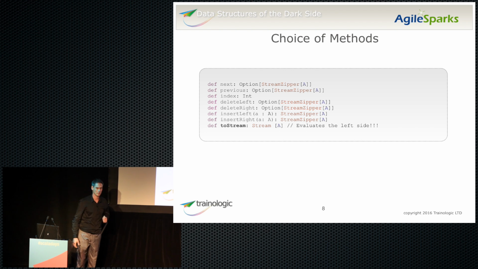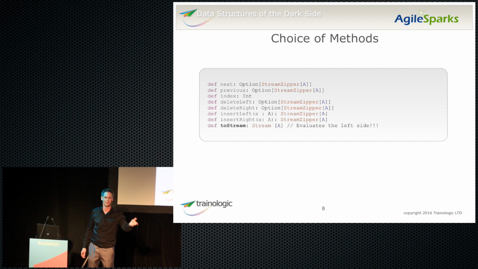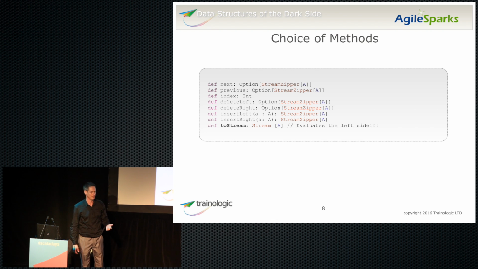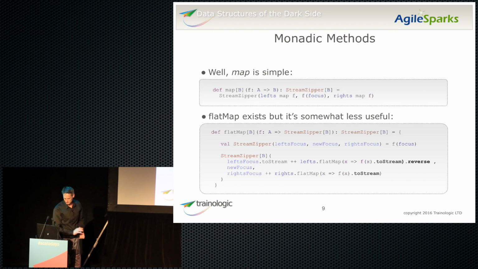Now, this is important. When I want to take my zipper and get the original stream, remember I stored the lefts as a reverse stream. I will need to reverse them, and then I will need to evaluate, traverse over the left element. So toStream in my implementation is a bit costly operation. Okay, we'll need to remember it because we'll see later why.